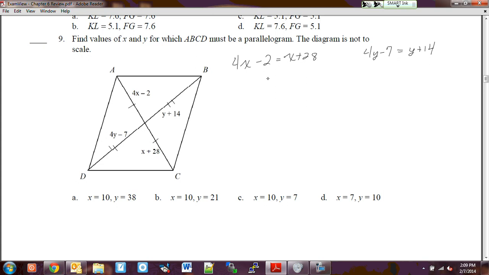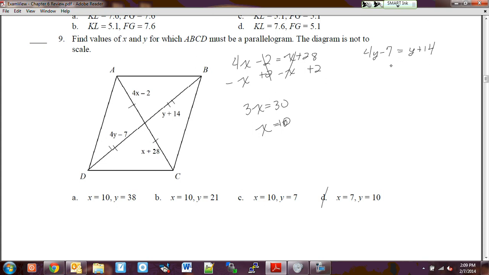So now what we're going to do is solve this out. So plus 2, minus x, minus x. So 3x equals 30. Divide both sides by 3. x equals 10. That rules out this one.